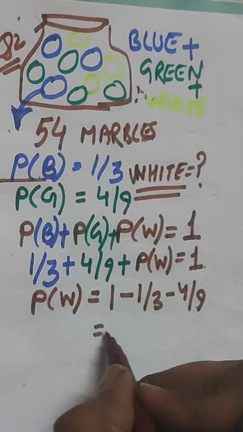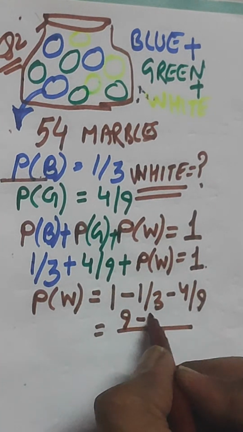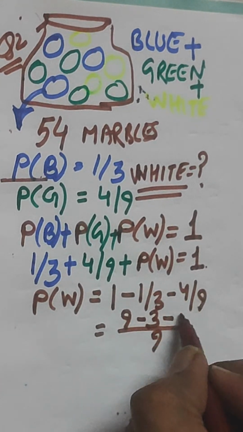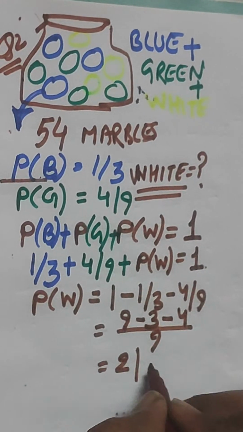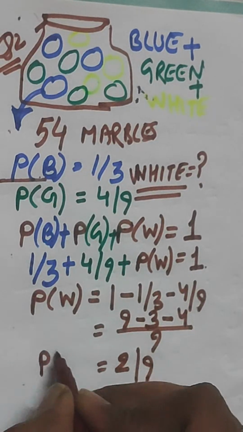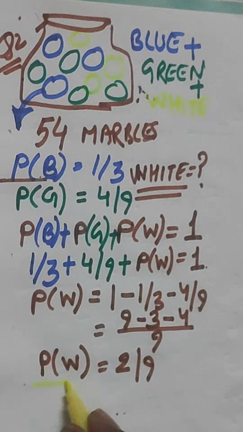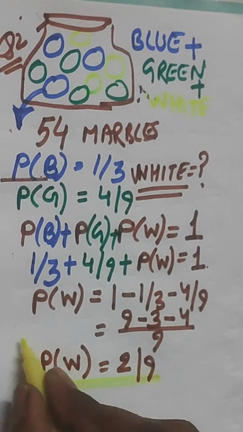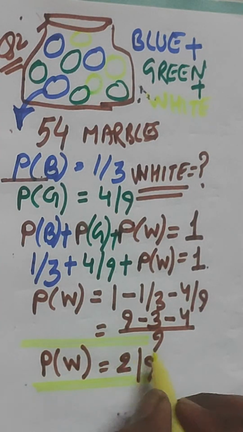Now this will give you 9 as the LCM, then 9 minus 3 minus 4. This will give you 2 by 9. So we get the probability of white marbles, and that is equal to 2 by 9.